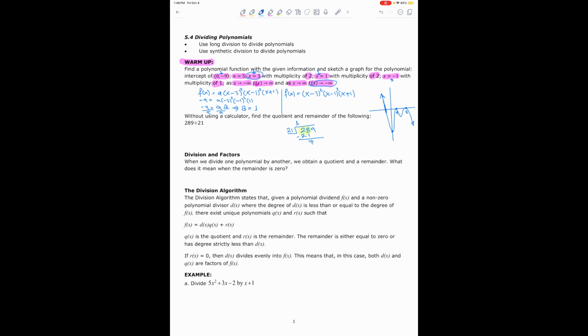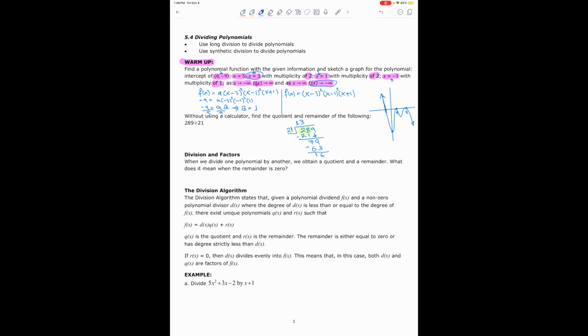21 doesn't go into 7, so I'm going to drop down the 9. 79 divided by 21 is 3. 3 times 21 is 63. And then I'm going to subtract. The answer is 16. I cannot divide any further, so I'm going to stop here.